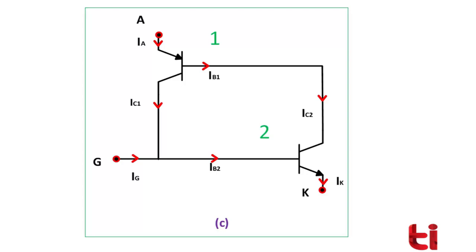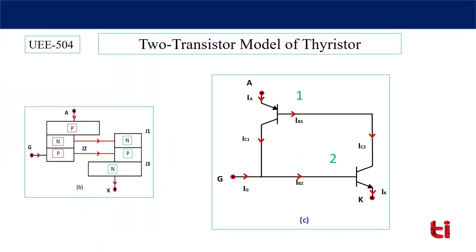So if IA increases, obviously the current will increase and alpha will also increase. So as IC1 increases, then IB2 will further increase, increasing IK. This process will continue till the anode current reaches the latching current. Then we can say the thyristor is completely on. So this is a positive feedback effect. Regenerative action of these two transistors will make our thyristor on.